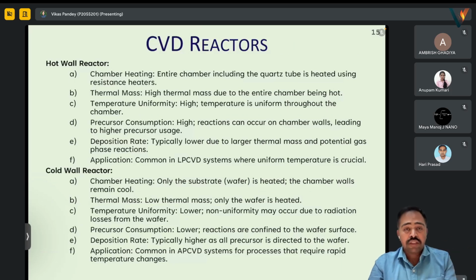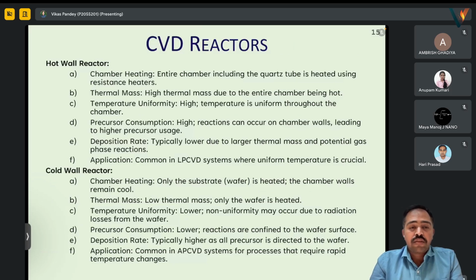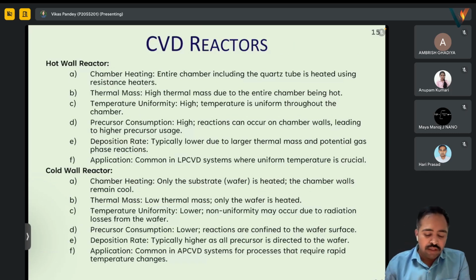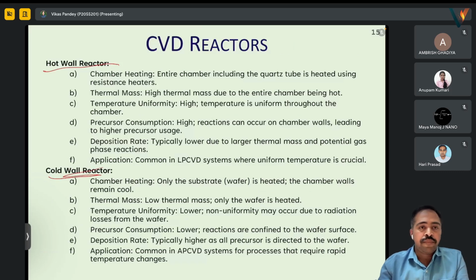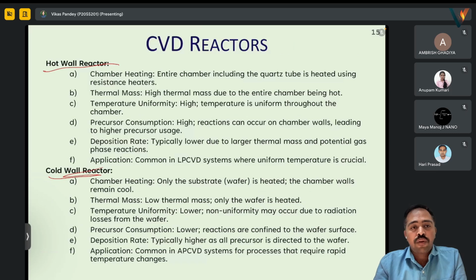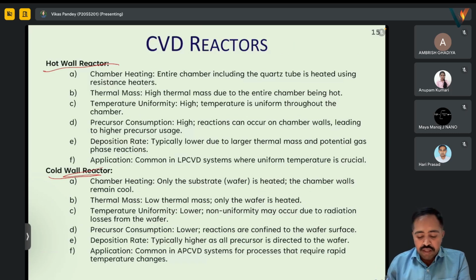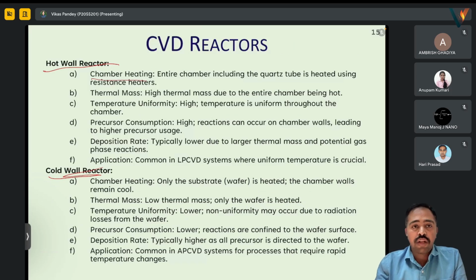So what these reactors look like, or how they are made, they are basically classified into two: hot wall reactor and cold wall reactor. In the case of a hot wall reactor, there is chamber heating. So whatever one I was talking about, that is a hot wall reactor, where the whole chamber or the quartz tube is heated using resistance heaters. In this case, the thermal mass will be very high due to the entire chamber being heated.